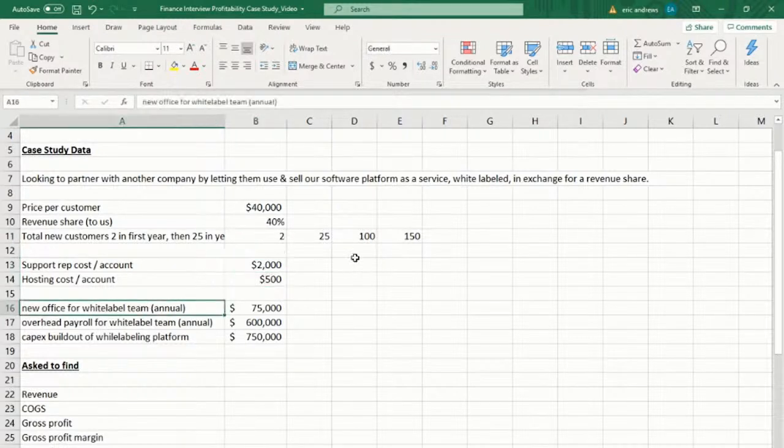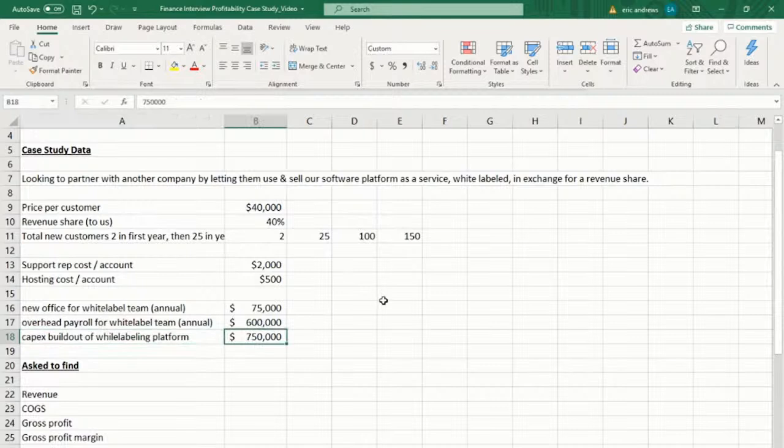And then finally, we've estimated that we would need to open a small new office for this team that's going to be in charge of white labeling our platform and supporting it. So the new office is $75,000 a year. The payroll for the white label team, if we're excluding the support reps, is $600,000 a year. That's like the fixed overhead payroll. And then the upfront investment, which is the CapEx of the white labeling platform, we're going to need to invest $750,000 before we can basically sell this platform to a third party as a service.